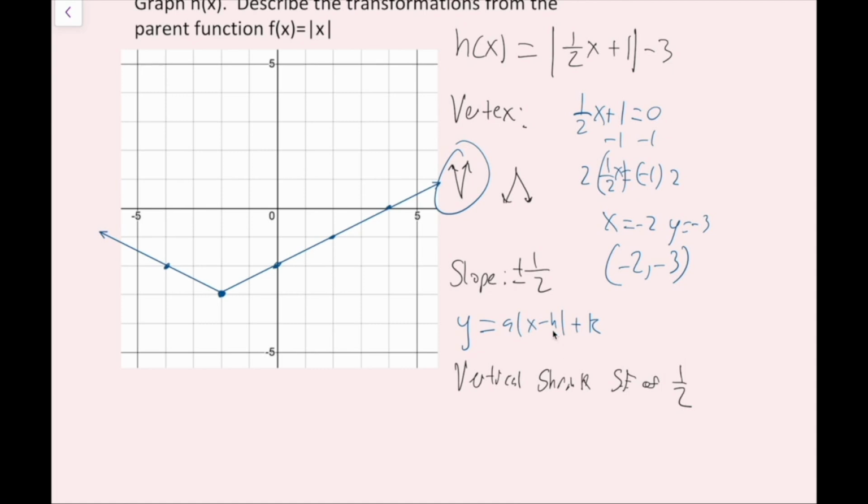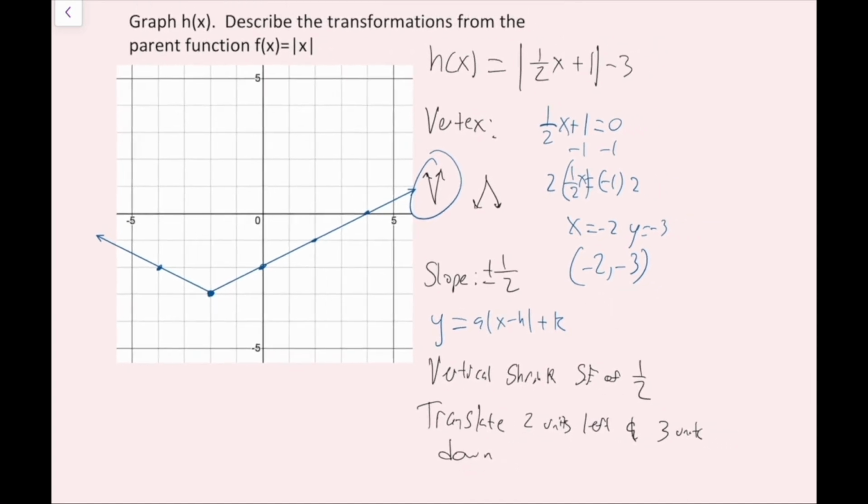which, remember, if you do it this way, your translation is always going to be the vertex. In this case, -2, comma -3, that's just left 2, down 3. So I'm going to write translate 2 units left and 3 units down. So I think this is the best way to not only graph absolute value functions, but describe their transformations from the parent function.